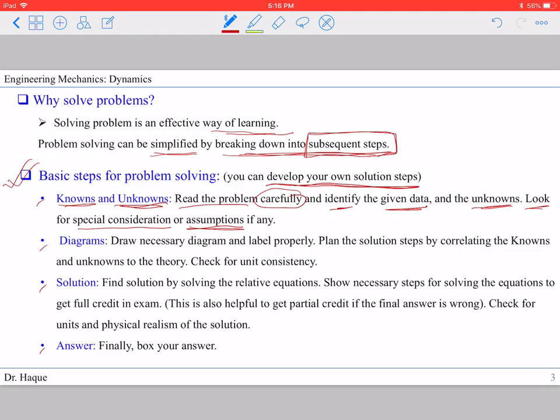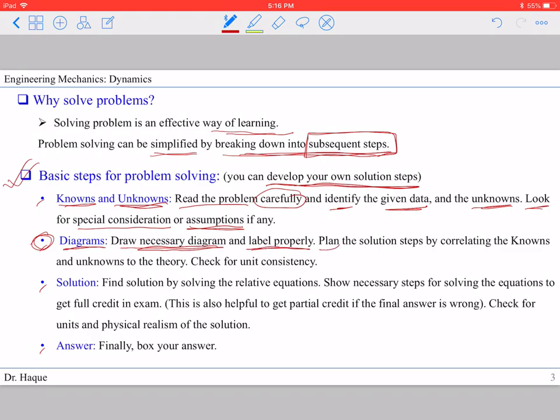So once we have identified the knowns and unknowns, our next step is drawing any necessary diagram. A diagram helps us to understand the problem and solve the problem easily, and it also helps the reader to read the solution easily. So we have to draw all the necessary diagrams and label them properly.